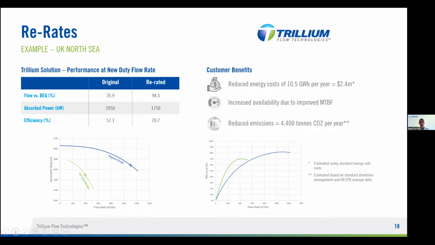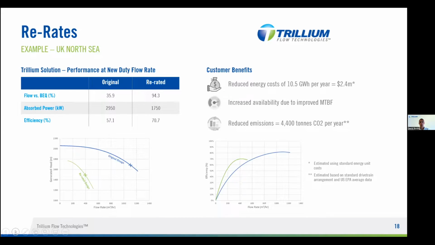So essentially that's telling us we're running the pump in the correct position now, whereas we were operating way off in the original design. In terms of figures and benefits for the customer, well, huge energy reduction. So we have about 10.5 gigawatt hours of energy saved per year, and that equates to over $2 million using some standard energy units there.